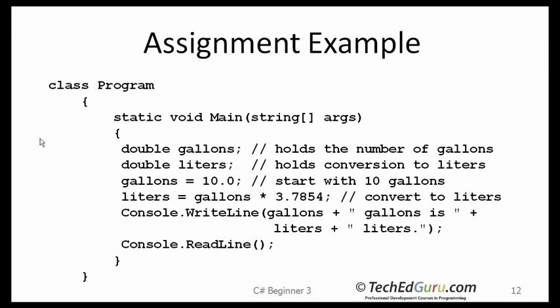This is a complete example showing you how the assignments work. I am declaring a variable called gallons and another one called liters, both of the double type. Next, I am assigning a value of 10 to gallons. My program converts gallons to liters. So here my expression is gallons times 3.7854, which is then assigned to liters. When I run this program, it'll say gallon 10 equals so many liters. So this is an example of how the assignment statements work.